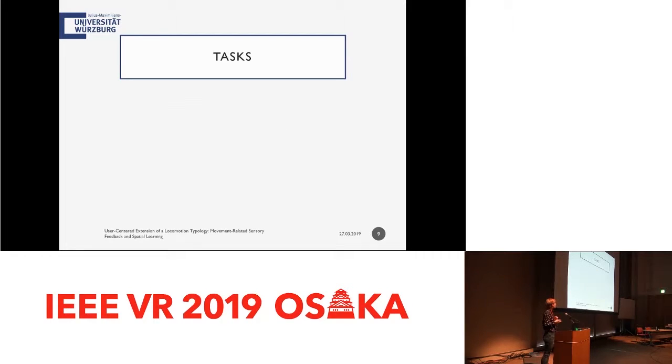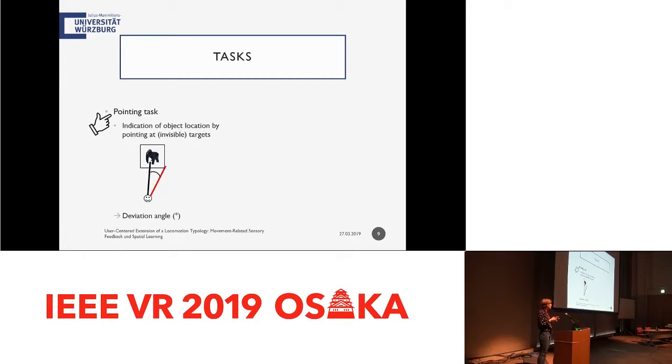The first task was a pointing task where the participants remained inside the virtual environment and had to point in the direction of specific target objects, and we used the deviation angle between the indicated direction and the actual direction of the object as dependent variable.